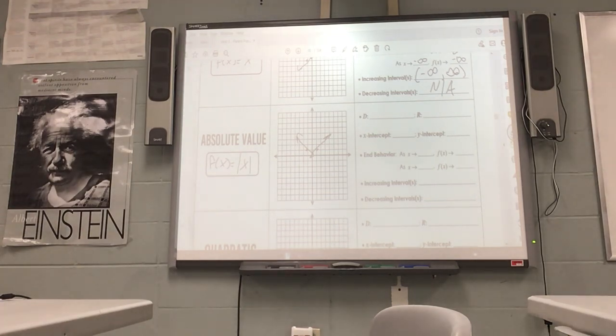Well, thank you. What's the domain of all those V's? All real numbers. The range is y greater than or equal to 0 on that one. Where does that thing hit the x-axis? 0. How about the y-axis? 0. Okay, now to our new part today, the end behavior.